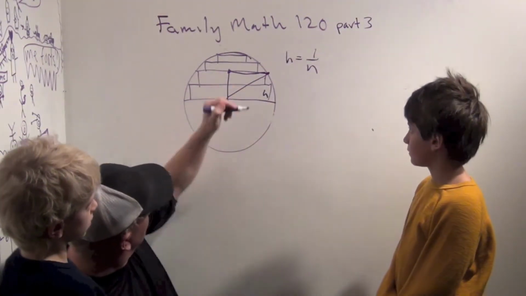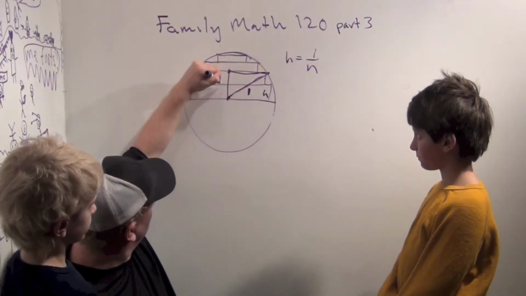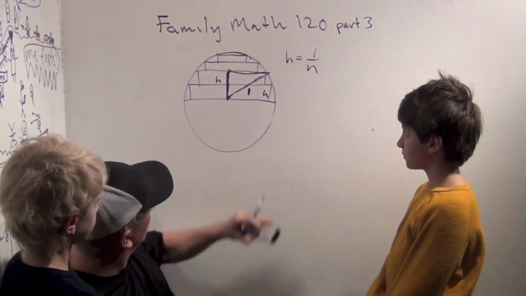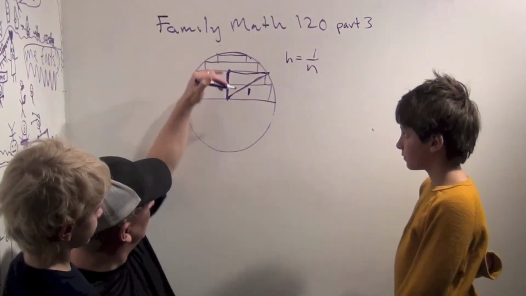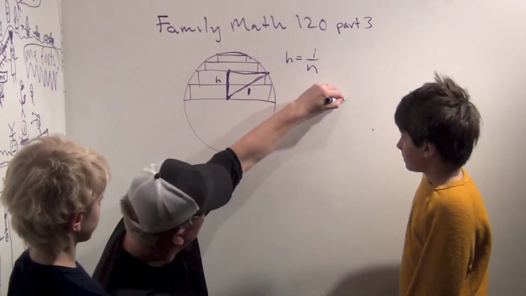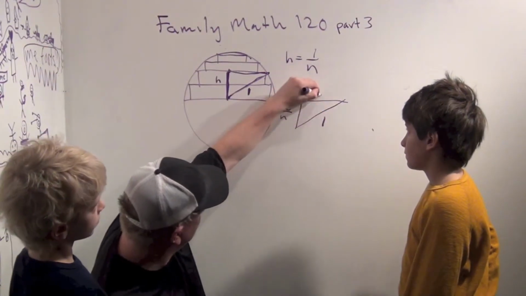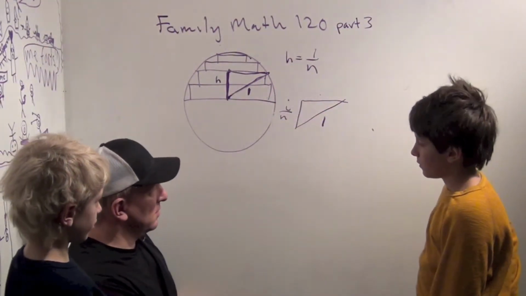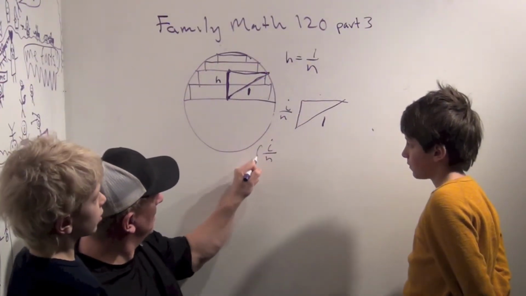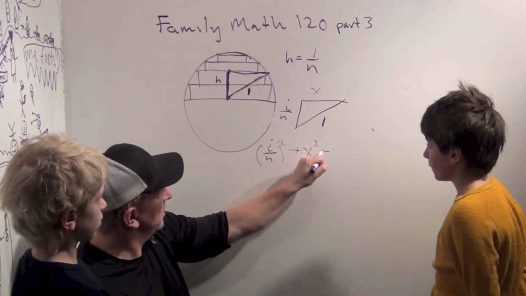So let's see. We have this. This is 1 for our circle. This is some height h, and we know what h is for the ith disk. It's going to be i over n, just like before. So what does the Pythagorean theorem tell us that length is? This is i over n, this is 1. What is this? It's (i over n) squared plus x squared equals 1.